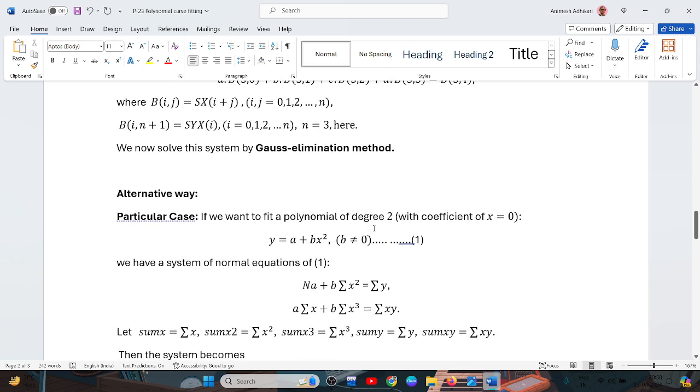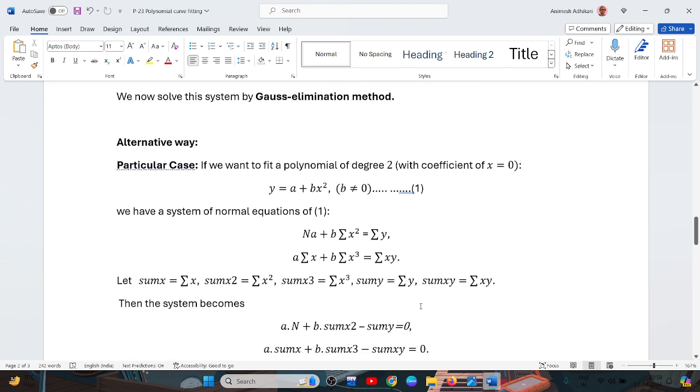Alternatively, in the particular case, if we want to fit a polynomial of degree 2 with coefficient of x equal to 0, a plus b x square, here the coefficient of x is absent, so b not equal to 0, we have a system of normal equations: n a plus b summation x square equal to summation y, and a summation x plus b summation x cube equal to summation xy.